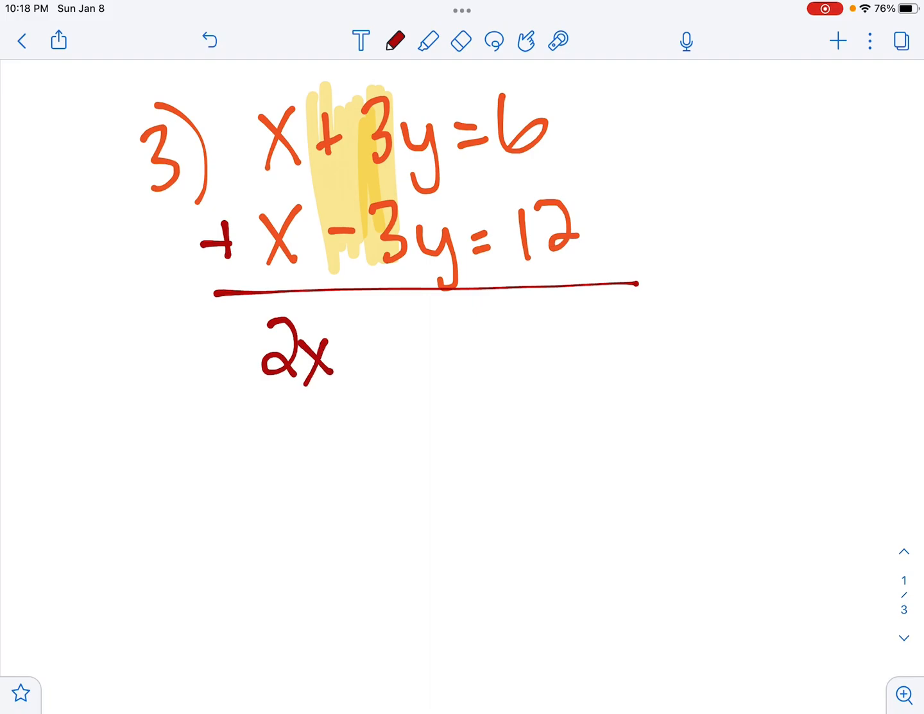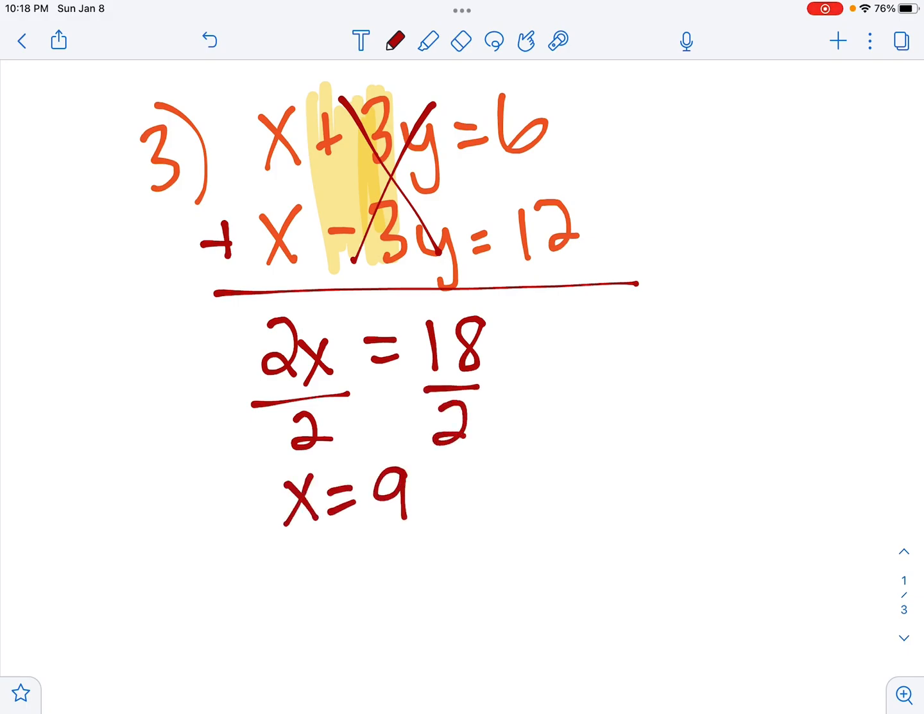X plus x would be 2x. 3 plus -3, eliminate, they cancel. 6 plus 12 would be 18. Go ahead and solve down that one variable equation, so x equals 9. Now that I have my x, I'm going to have to find my y. It does not matter which equation you use to plug it in. I'm going to use my first one just because.